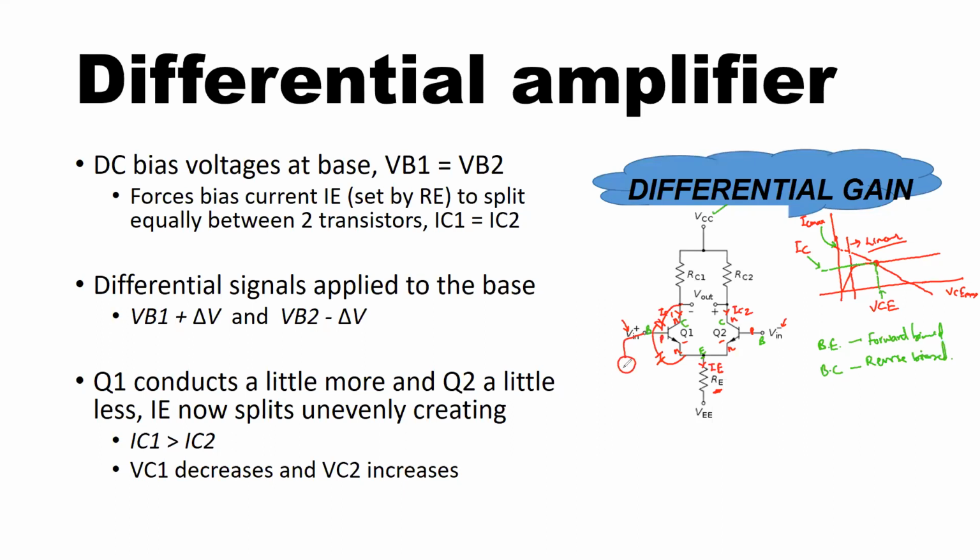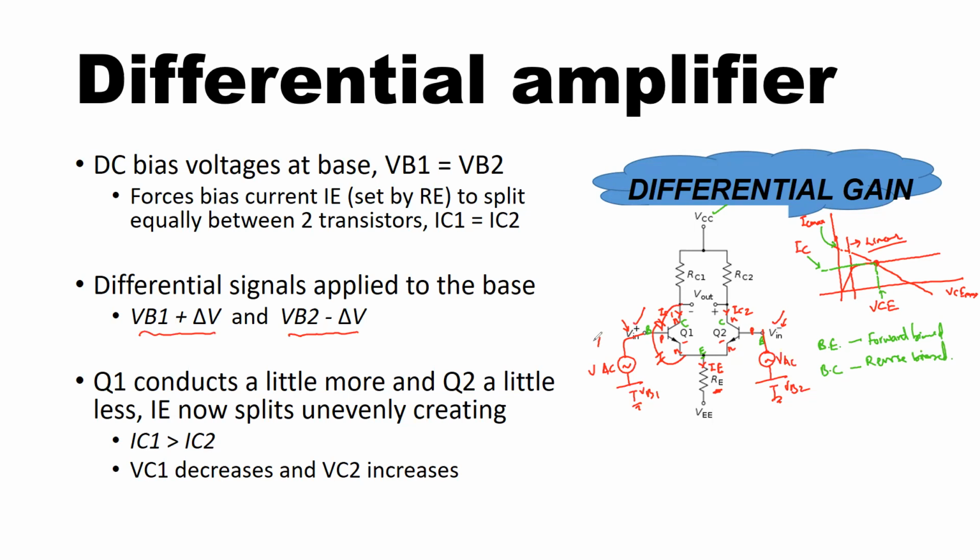There is this small AC signal, let's say delta V, or rather VAC, and that is superimposed over this DC bias level. And here also I am using a small AC signal VAC superimposed over the bias too. So now my differential signals applied to the bases of the transistors will be VB1 plus delta V and VB2 minus delta V, because it is the V in positive and it is the V in negative.